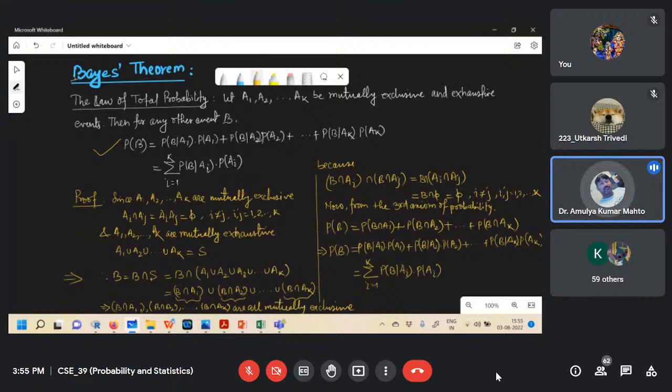I will define the Bayes theorem, I think, in the next class, and I will give you some problems also. If you have any question, let me know. Anyone? No, sir.